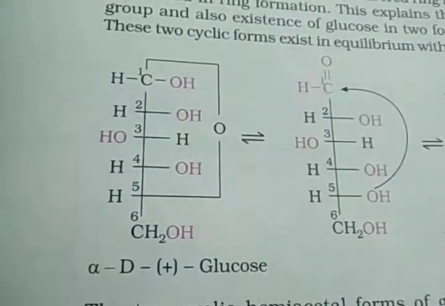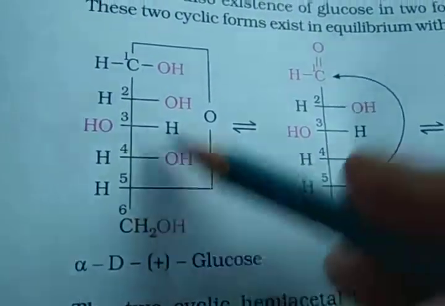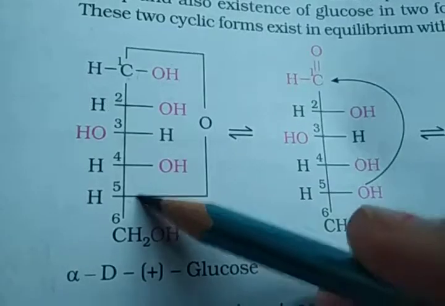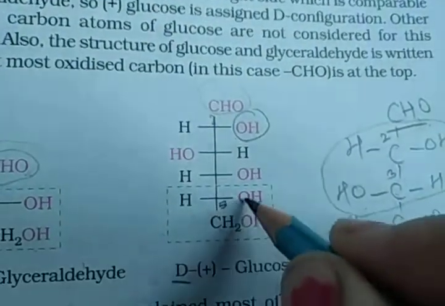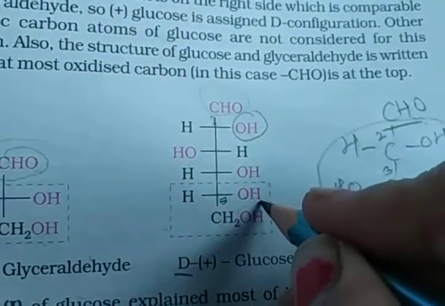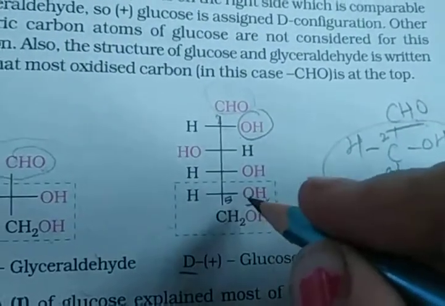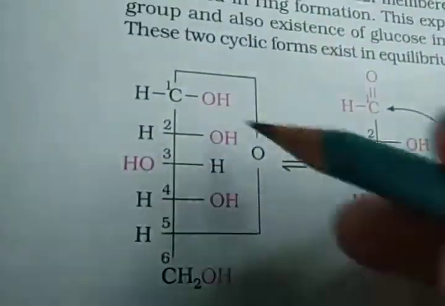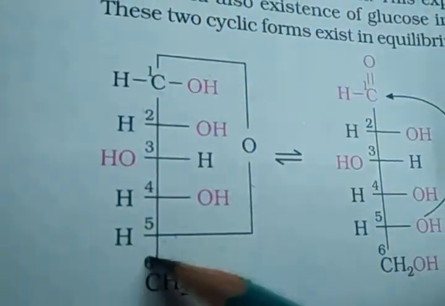So here you see, the first carbon is attached with the fifth carbon by oxygen, because in the open structure the fifth carbon has OH. So this carbon's OH and the H leave as H2O, and only a single oxygen binds the first carbon to the fifth carbon.